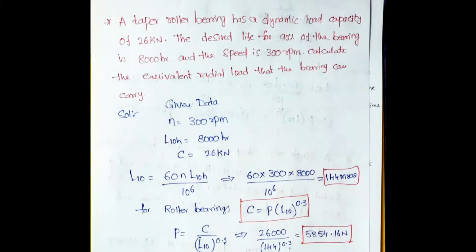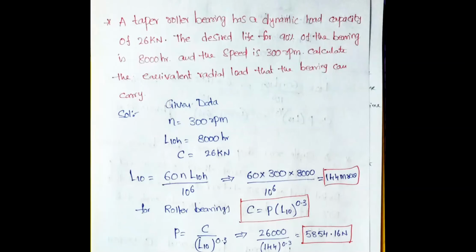Next, the speed is 300 RPM; the N value is given. Now they ask us to calculate the equivalent radial load that the bearing can carry. Now you have to recollect your relations, and according to that you can apply the suitable relation for this problem. In the given data, we have the speed.